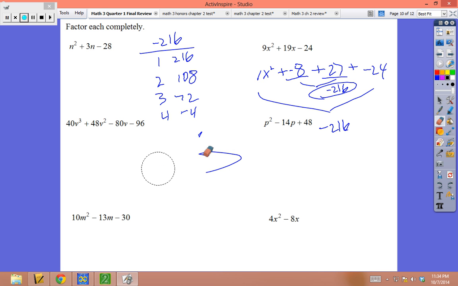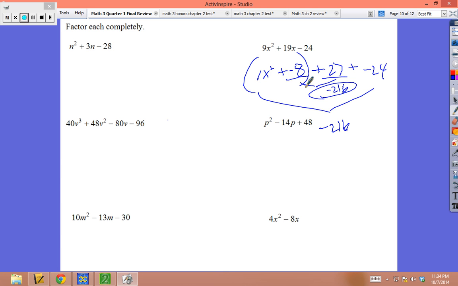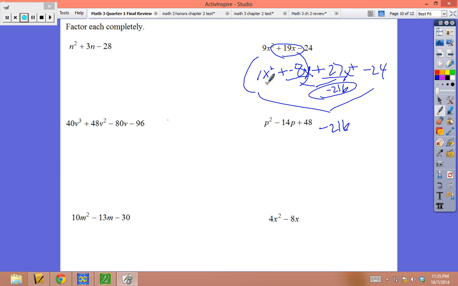Okay, now we're gonna group them. So this group right here, we gotta put with this negative 8, they're really negative 8 x's, and these are 27 x's because they gotta total and give you 19 x's. So out of this group, I'm gonna factor an x. Divide this by x, divide this by x. So it's x times x minus 8. And out of this group, which is 27x minus 24, I'm going to factor out. What are we going to factor out?